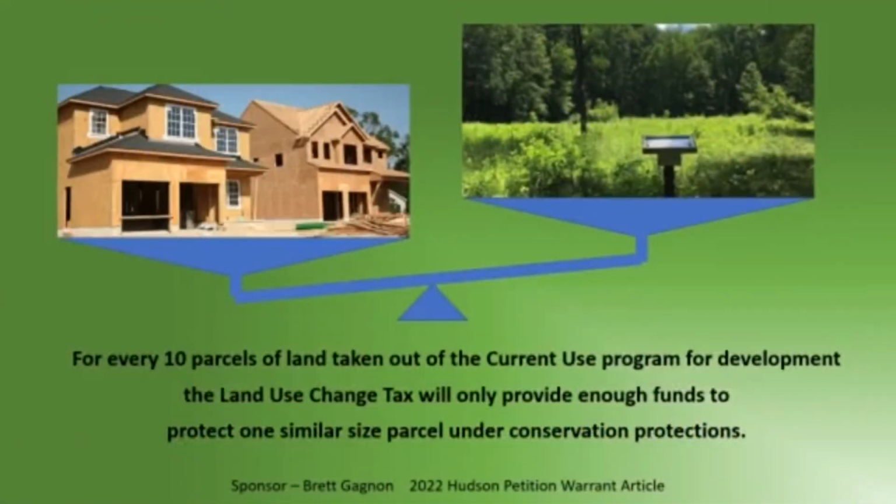It should be noted that even if this article were to pass and we were to put 100% of the land use change tax into the Conservation Fund, this is only a 10% mitigatory effort towards protecting open space. Put differently, every 10 parcels of land that are taken out of the current use program for development will only fund one similar sized parcel under conservation protections. And I'd kind of like to finish, excuse me. Many people voted for me as a selectman because they know what I stand for, and this is one of them. So thank you.